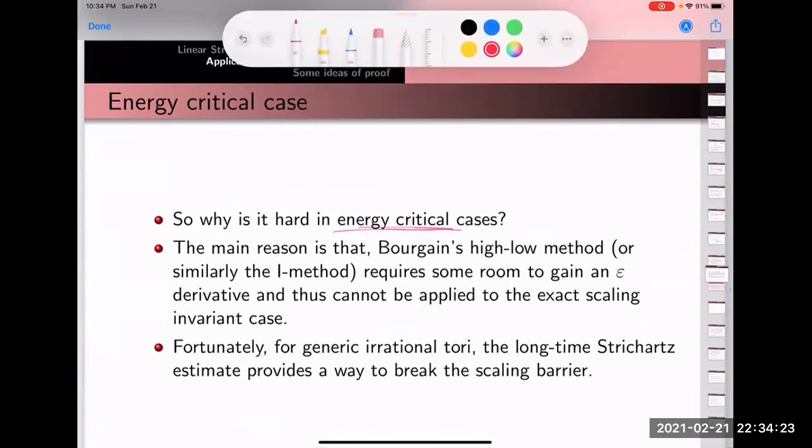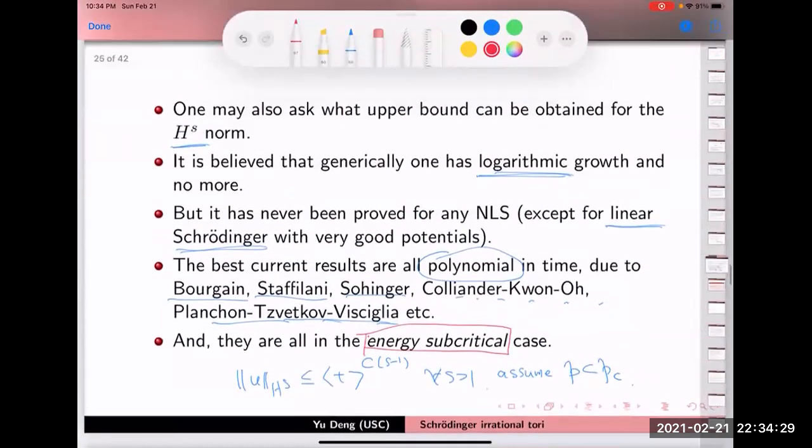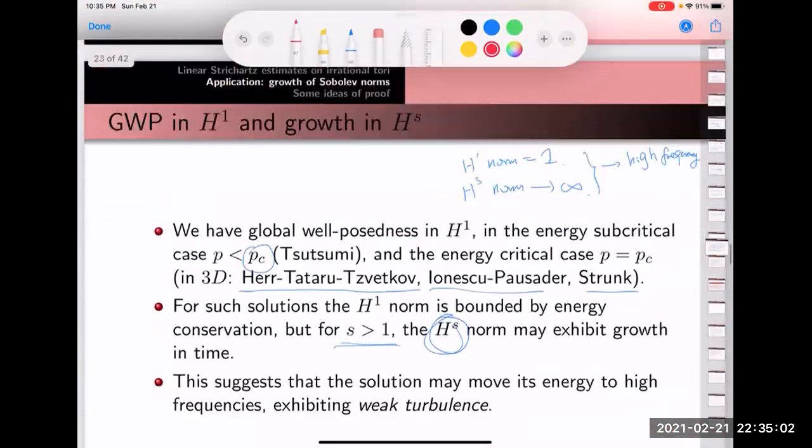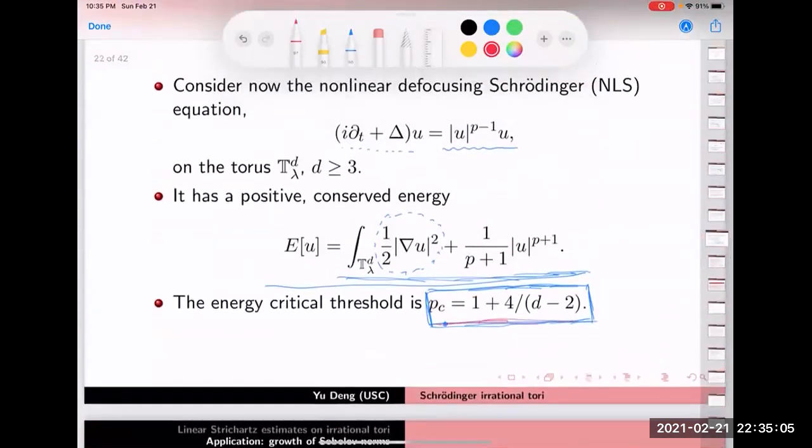Technically, this is because of the main techniques that they use to prove this polynomial upper bound, which is the so-called high-low method of Bourgain, or the I-method of the CKSTT group. This method requires that you have some room, like in the estimate of the energies, or in the local well-posedness proof, and this room precisely corresponds to the fact that you must have a subcritical nonlinearity. Subcritical means that p is strictly less than p_c.